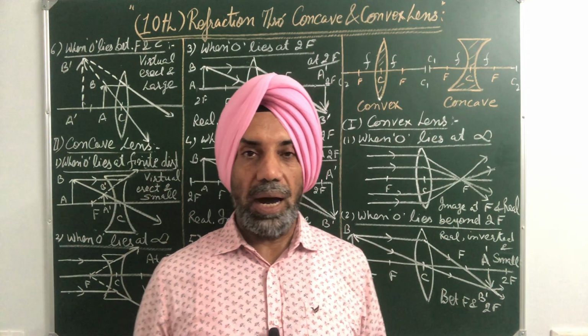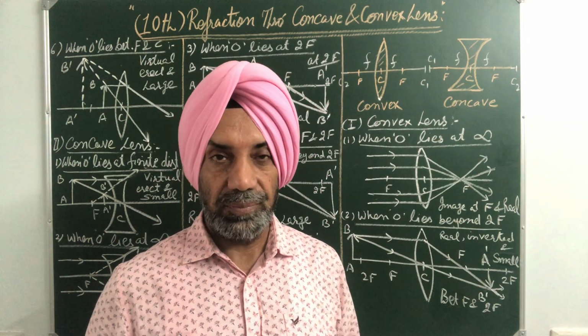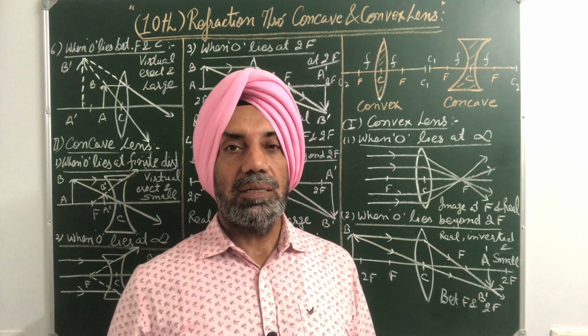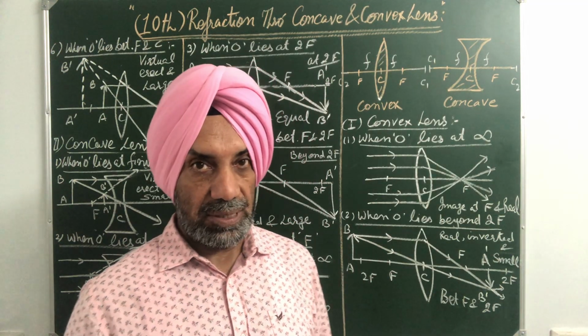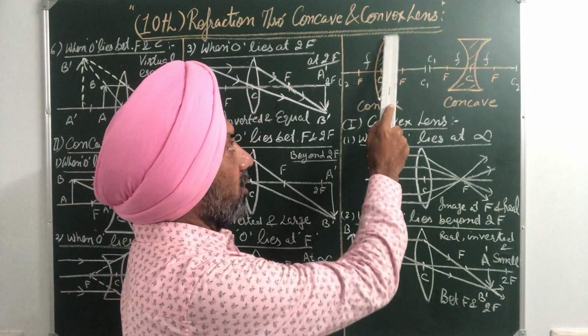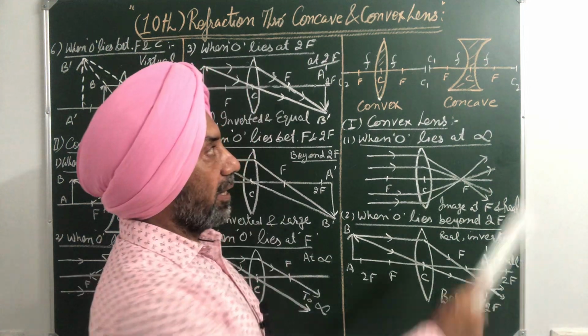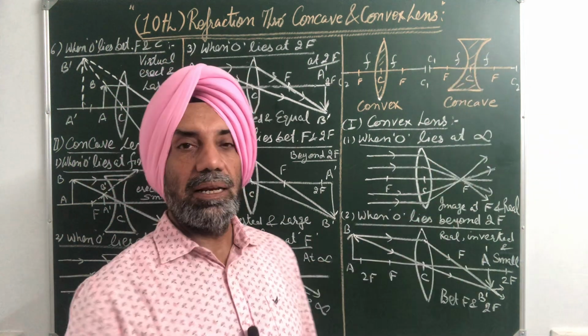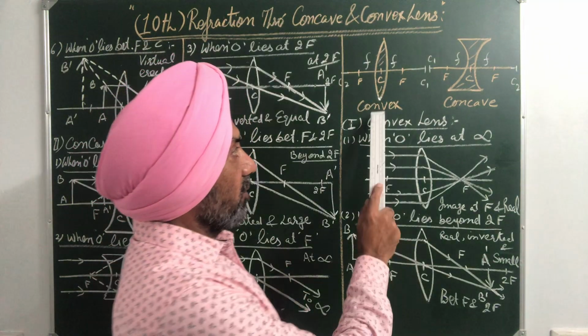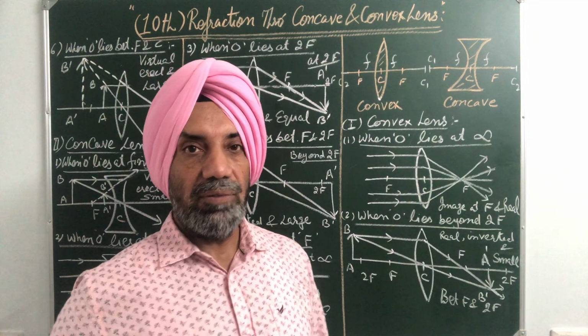Basically, a lens is a part of a refracting medium bounded by two spherical surfaces or one plane and one spherical surface. So convex lens is thick at the middle and thin at the edges. Concave lens is thin at the middle and thick at the edges. So this is the difference between convex and concave lens.